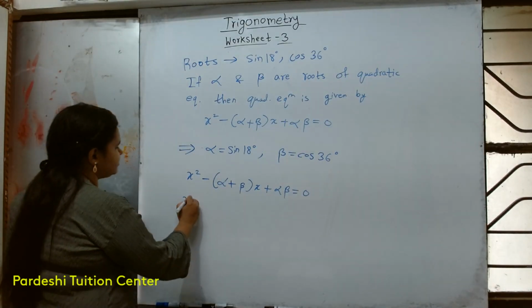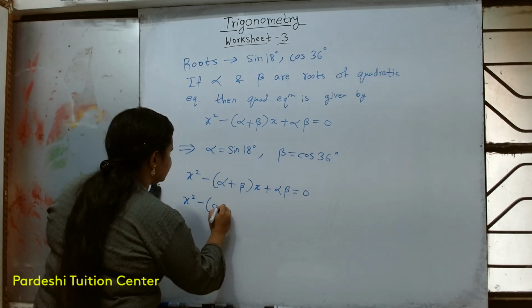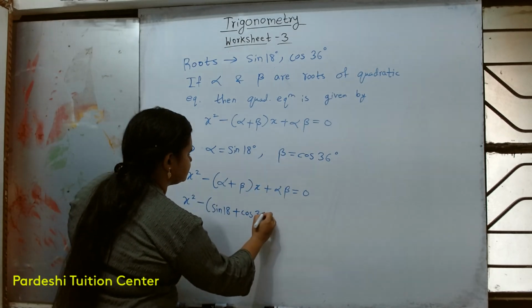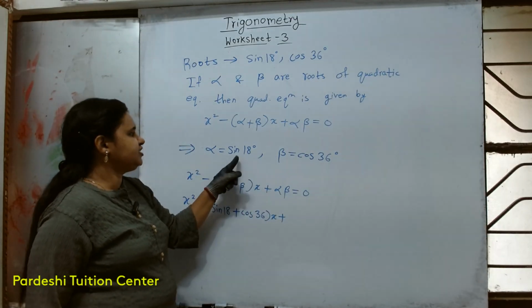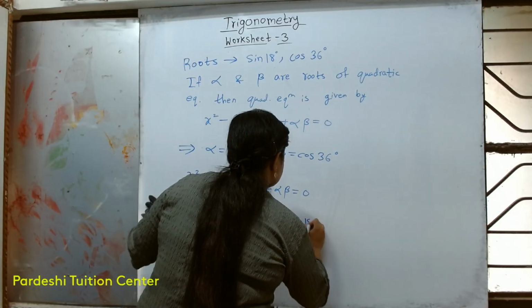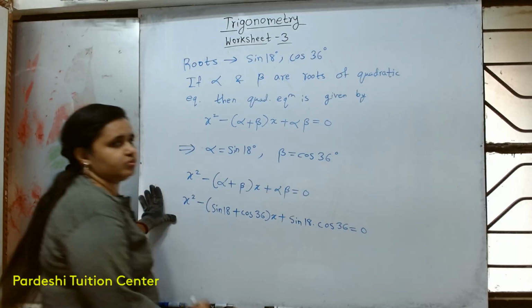So, it will be x square minus alpha, which is sin 18. So, I will just put in the value sin 18 plus beta, which is cos 36, into x plus alpha beta, which means the multiplication of sin 18 and cos 36. It is equals to 0.